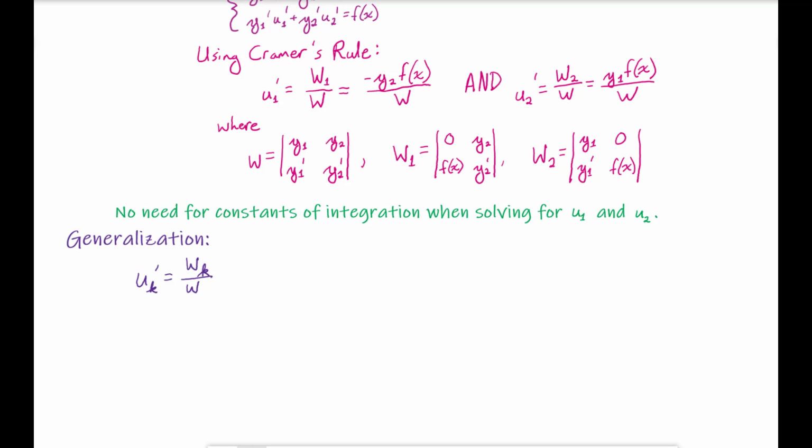And the Wronskian's always the same. And that fraction, W sub k divided by W, is going to tell me what u sub k prime is every single time. And so I can find all of my u sub k primes, take the integrals of them, and I find myself knowing what all the u_k values are. And so I know what my general solution is to my differential equation.